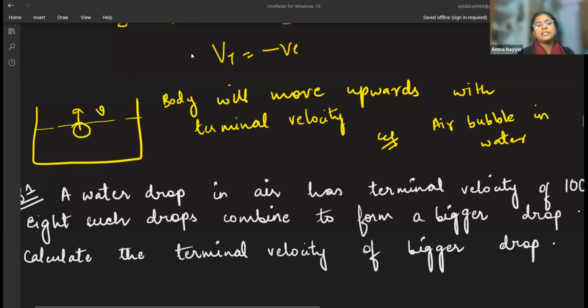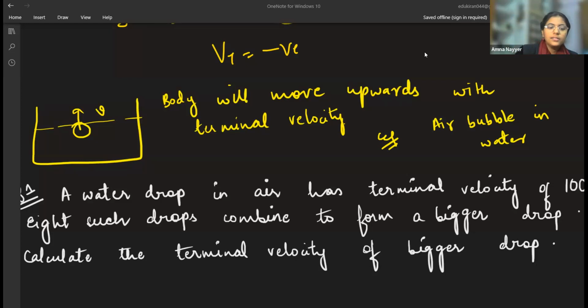This question says a water drop in air has a terminal velocity of 100 meter per second. So 8 drops are there. They have combined and formed a bigger drop. One thing for sure that will remain the same is their volume. If you have 8 drops and you combine them, ultimately the volume is the same. Whatever is the total volume of those 8 drops is the single volume of that one bigger drop.